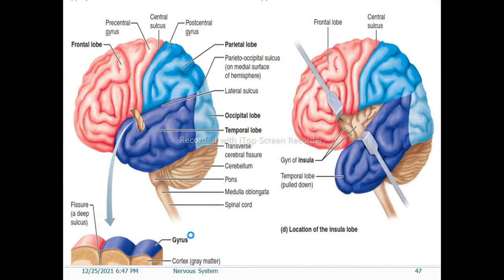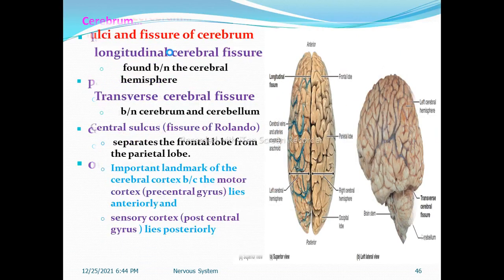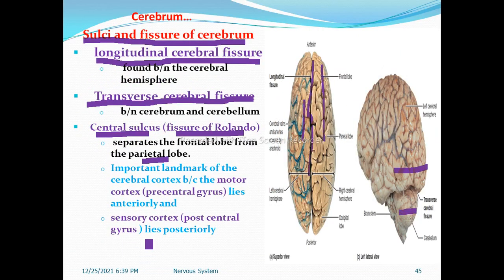This is known as the precentral gyrus. This is the postcentral gyrus. Precentral gyrus is the motor cortex. Postcentral gyrus is the sensory cortex. So the central sulcus separates both the precentral gyrus and postcentral gyrus. Precentral gyrus is found anteriorly. Postcentral gyrus is found posteriorly. Yes, we have seen it.